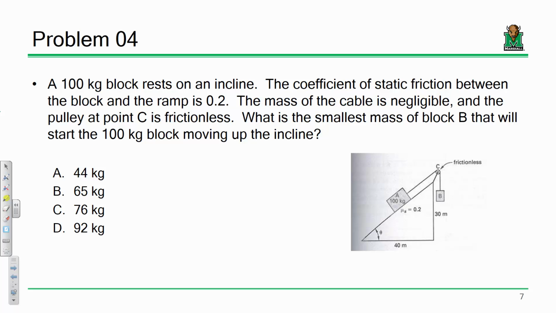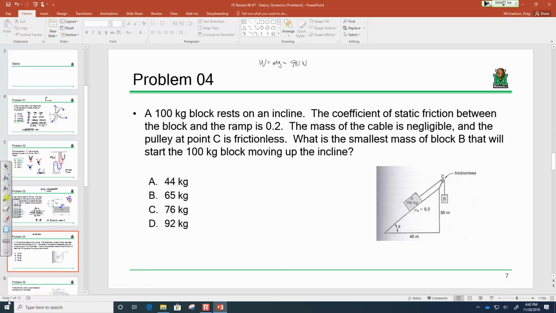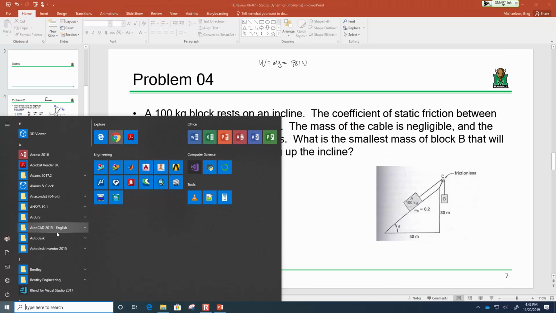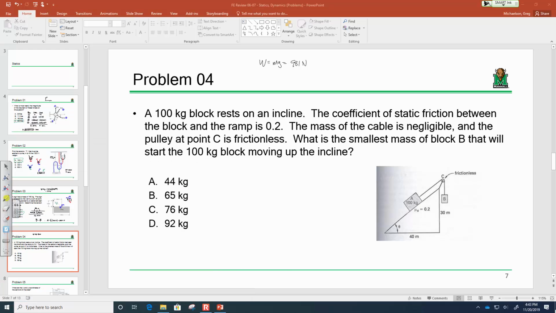So the weight G is 981 newtons. Okay. Now, here's how I'm going to go about this. I need some space, so I am going to draw this out.